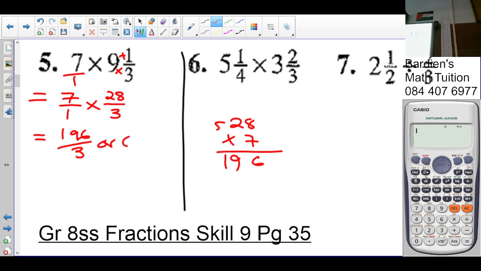And it goes 18, so it's 6, carry 1. 15 is 5, and 1 over 3. Okay, but I would accept 196 over 3. Okay?